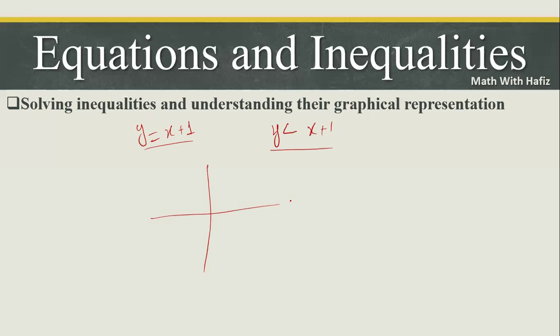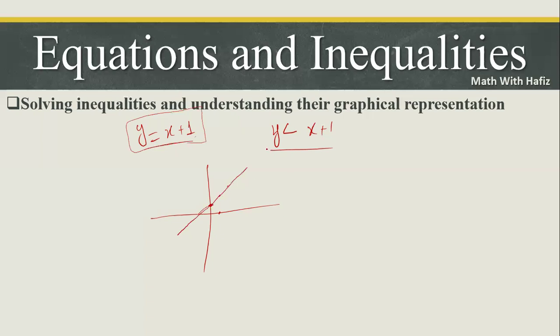The only difference I will tell you. For y equals x plus 1, when x is 0, the value of y is 1. So this is your first point. Then it will go one step right and one step up, one step right and one step up, so it will make this straight line. This is the graph for this equation.